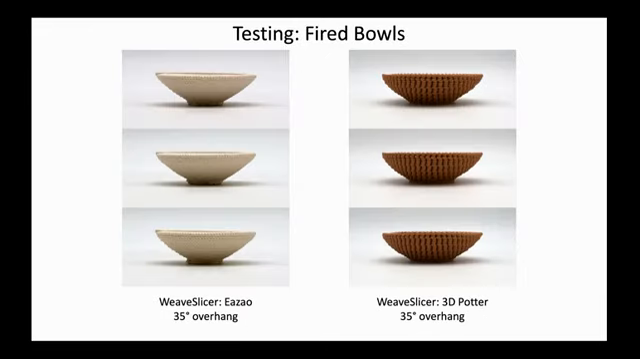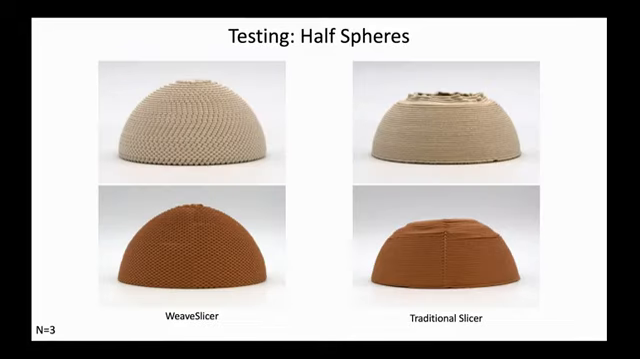Here are our 3 tests, each on the 35-degree overhang, and these tests have been fired. We also wanted to test half spheres to see what happens when the overhang goes in instead of out. These half spheres have overhang angles ranging from 0 at the bottom to 90 degrees at the top.